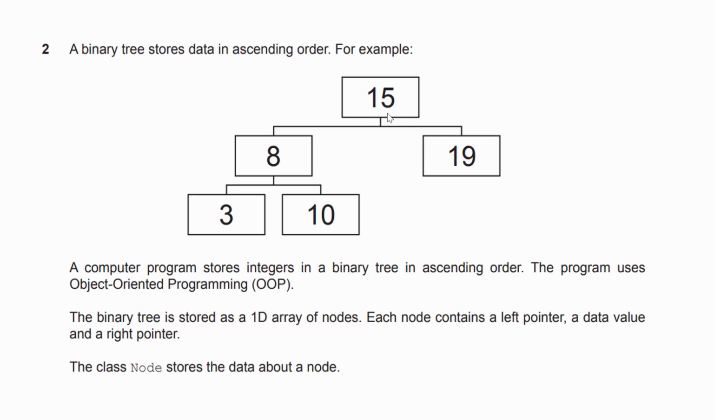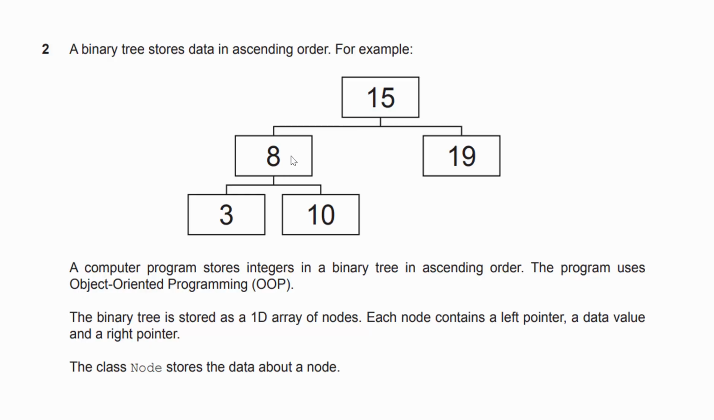They check it with the root node. 19 is greater than 15, so it goes to the right-hand side. Then they enter 8. 8 is less than 15, so it goes to the left-hand side. Then they enter, say, 3. 3 is less than 15, so we go to the left-hand side. Something's already there. 3 is less than 8, so it goes to the left-hand side of 8. Then they enter 10. 10 is less than 15, so it goes to the left-hand side.